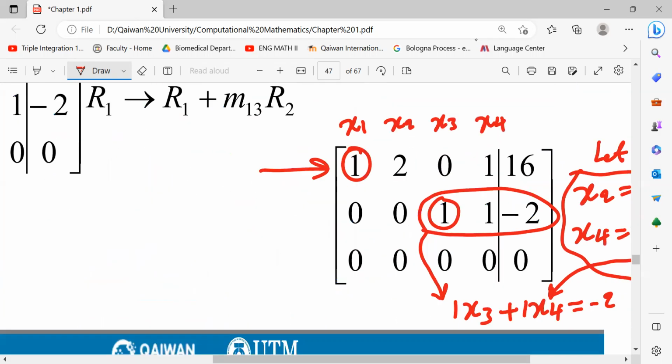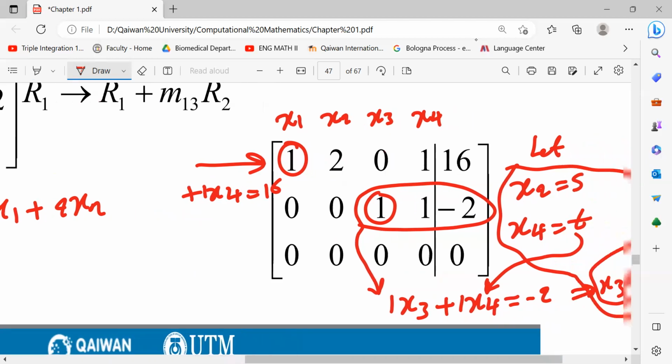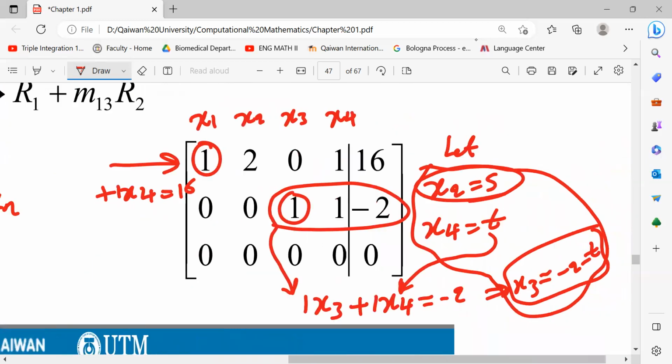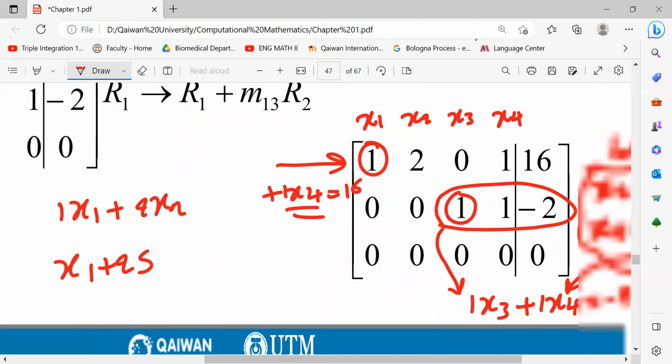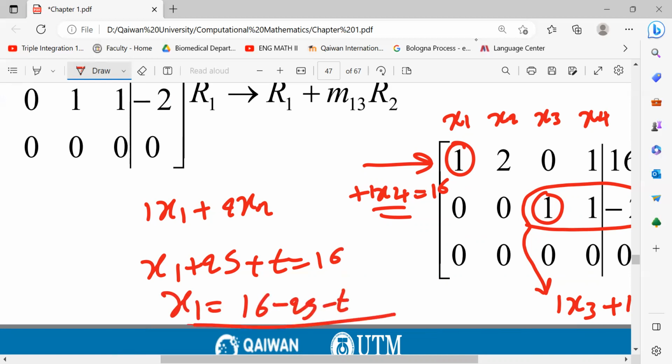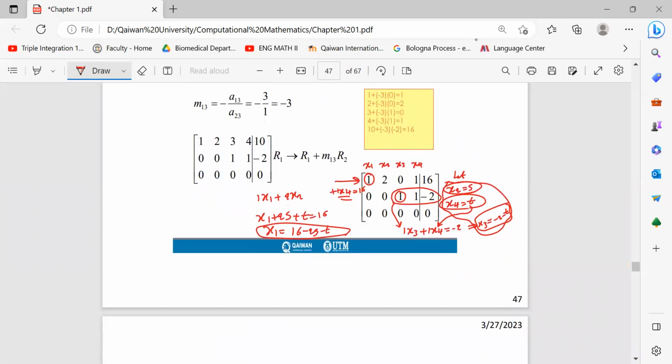To get the value of x1, we say 1x1 plus 2x2 plus 0x3 plus 1x4 equals 16. We have no x3 here. x2 is s. So it's x1 plus 2 times s, then x4 is t, plus t equals 16. So x1 is 16 minus 2s minus t. This is x1. And you already found x1, x2, x3, and x4. And these are the solutions. You say x1 is this, x2 is this, x3 is this, x4 is this. This is the solution.